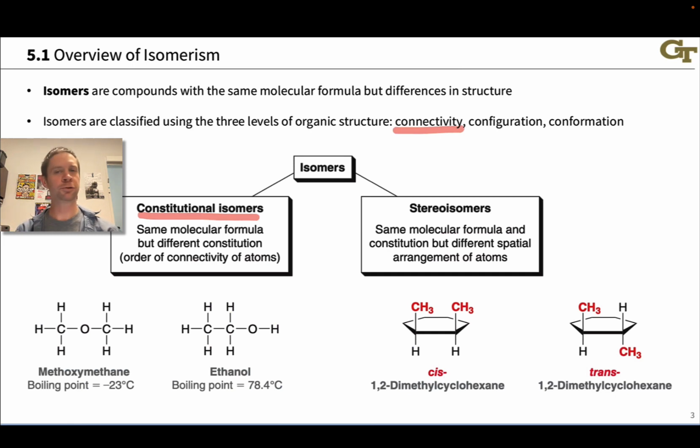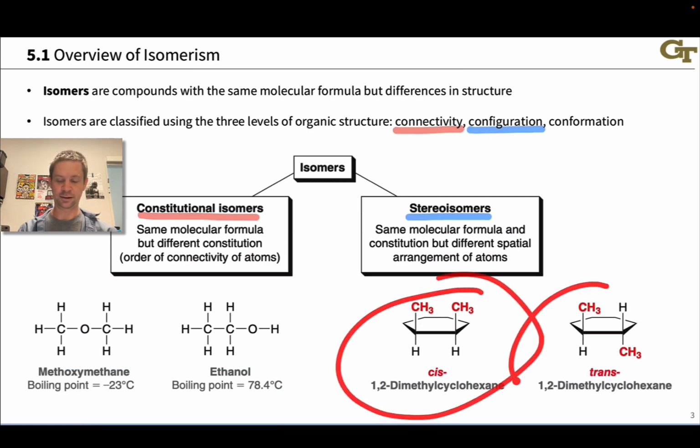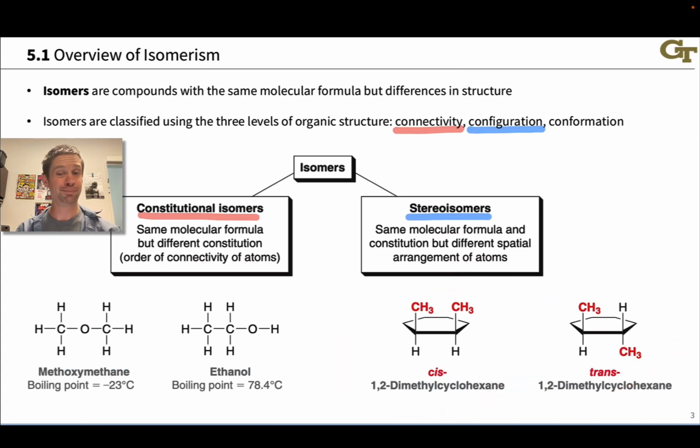A bit more similar to each other are compounds that have the same connectivity, but differences in the positions of their atoms in three-dimensional space. These are known as configurational isomers, or what we'll more commonly call stereoisomers. An example of stereoisomers are these cis and trans dimethyl cyclohexanes, where they're both 1,2-dimethyl cyclohexanes, but they differ in the spatial positions of atoms in three-dimensional space, and this is embedded in the terms cis and trans.